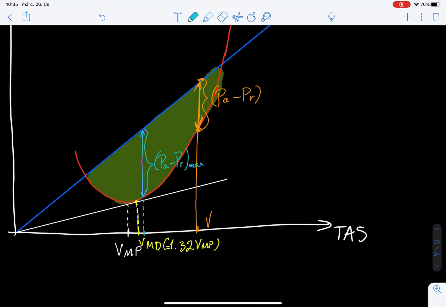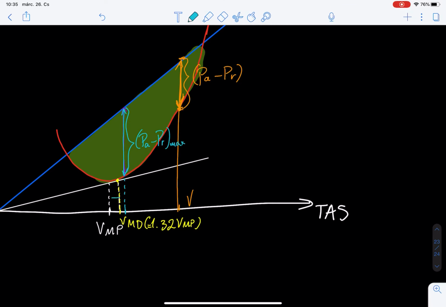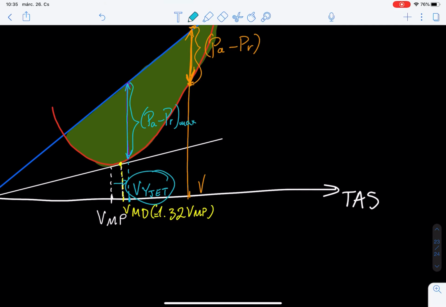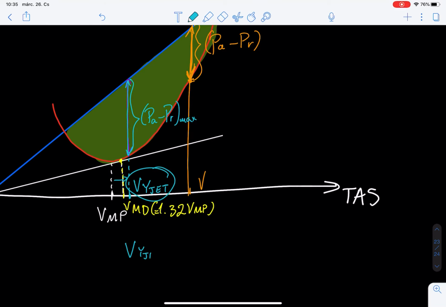Okay, so generally speaking, this power available minus power required maximum, the place where it occurs, usually is higher than both the VMP and the VMD of the jet, right? So this would be the Vy for the jet. This is the Vy, and as you can see, this Vy is going to be higher than both the VMD, and of course VMD is higher than the VMP.